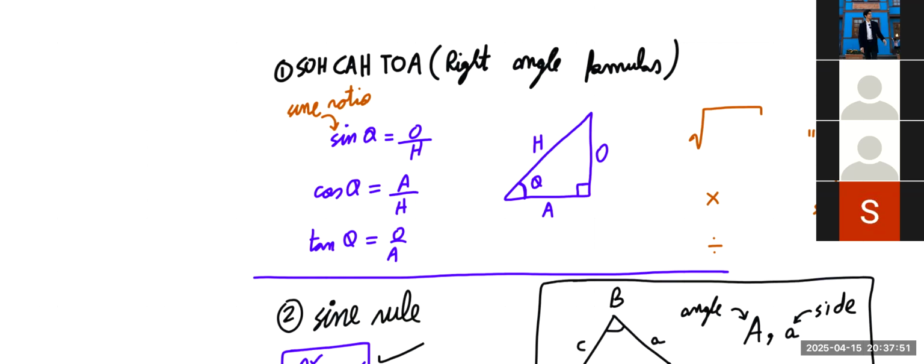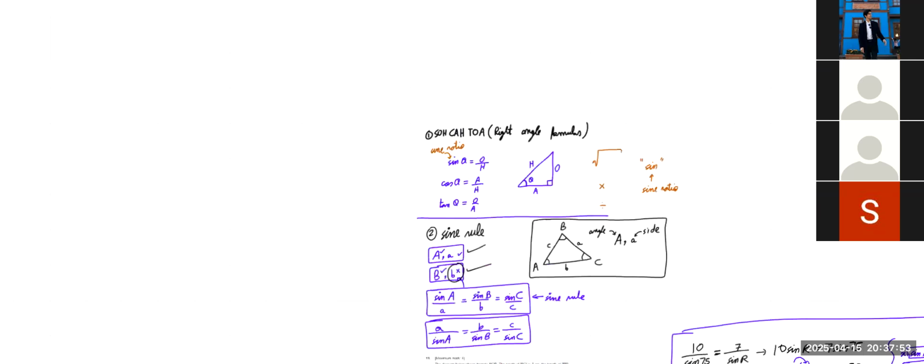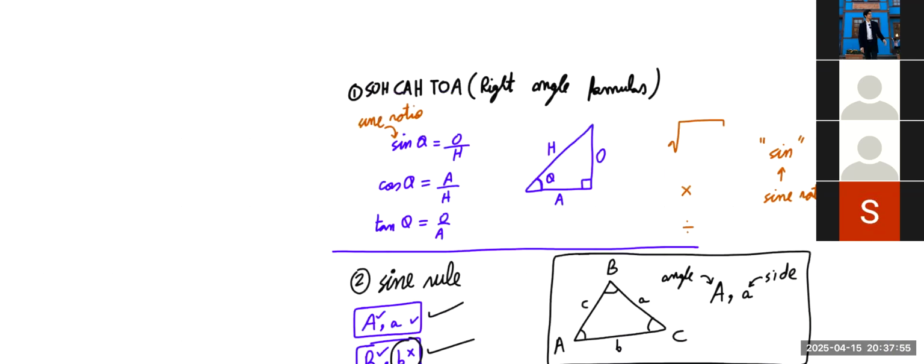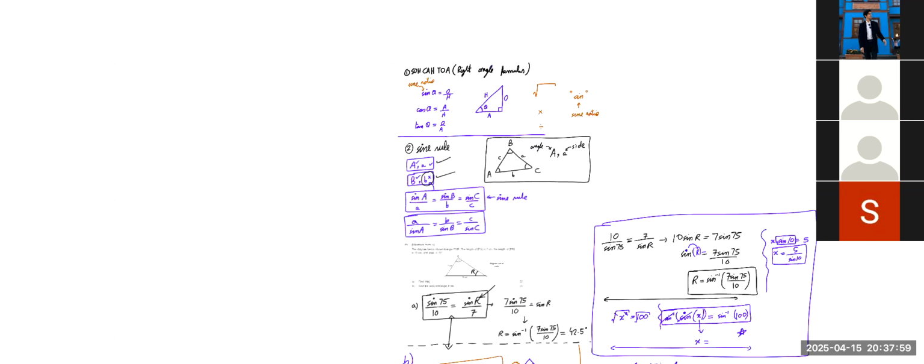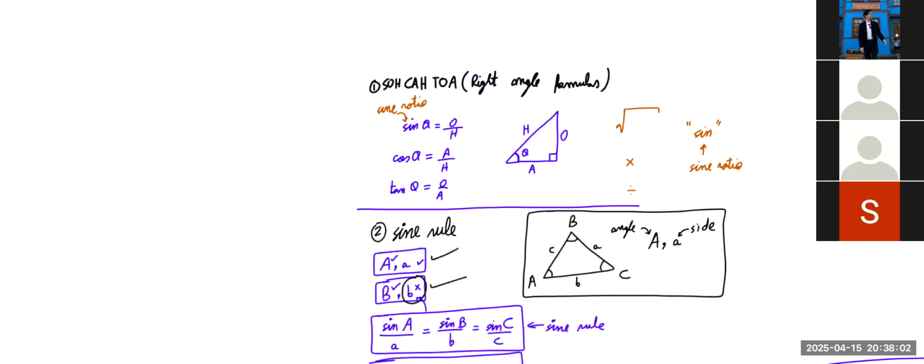Why not? But again, remember that SOHCAHTOA, sine rule and cosine rule are three different mathematical formulas or rules. They do not have any kind of overlap, okay? They have no relation to each other.